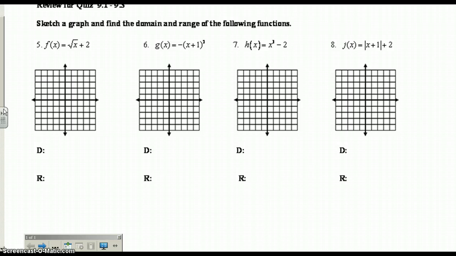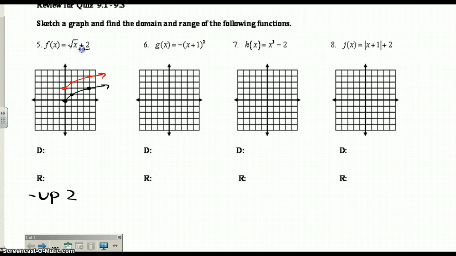So, my transformation, this plus 2 is on the outside of the square root. So the transformation is up 2. Okay, so that's the only transformation I have. So here's my original, my parent function, which you guys should have done already on the first 15-minute graph. Okay, so then I'm going to take that, and I'm going to move every point up 2. Up 2, up 2, and now I have my new graph.